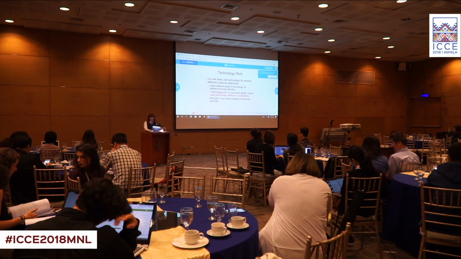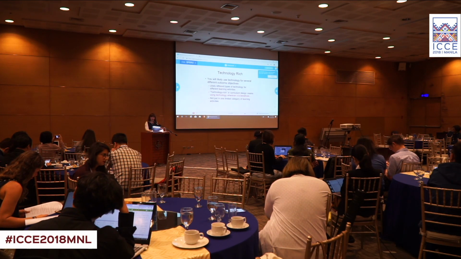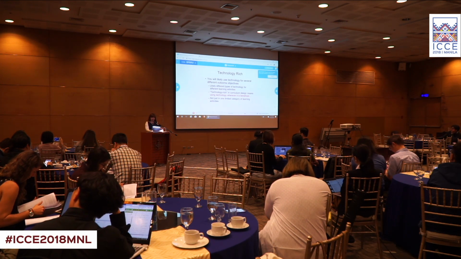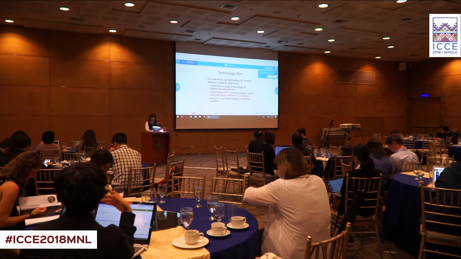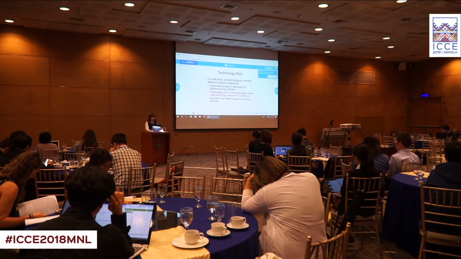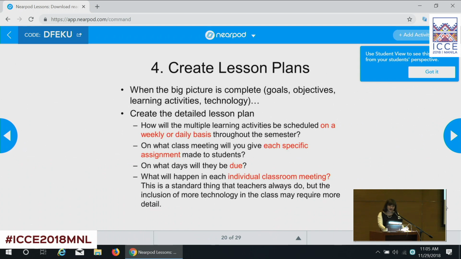Actually, your decision about what technology to use for each learning activity will show that it's very likely you will use one technology for several different outcome objectives, and it's also very likely you will use different types of technology for different learning activities. Technology-rich curriculum design, in this case, means using technology whenever it's beneficial to students' learning outcome. And remember, do not just use one technology in one limited category of learning activity. So use different types of technology for different learning activities. Keep that in mind.